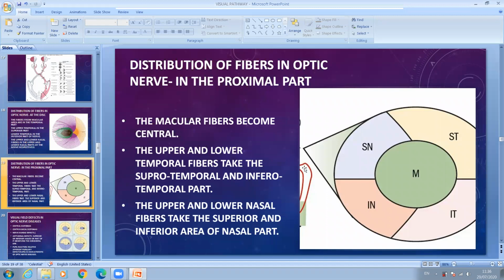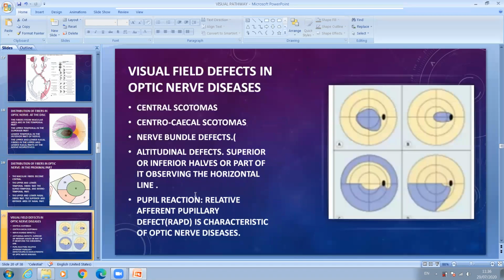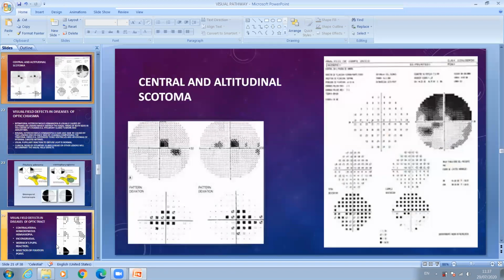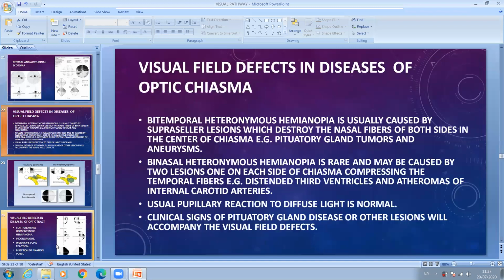Similarly, when you go out of the eye, the macular fibers come in the center, the superior nasal on the superior nasal part, the inferior nasal on the inferior nasal, and this is the distribution of the visual field effects of the optic nerve. There is central scotoma, there is a central secret scotoma, there are arcuate scotomas, and then there is a sectorial, and there may be a generalized constriction. So there are different field effects which may be paired. This is central and altitudinal in the optic nerve.